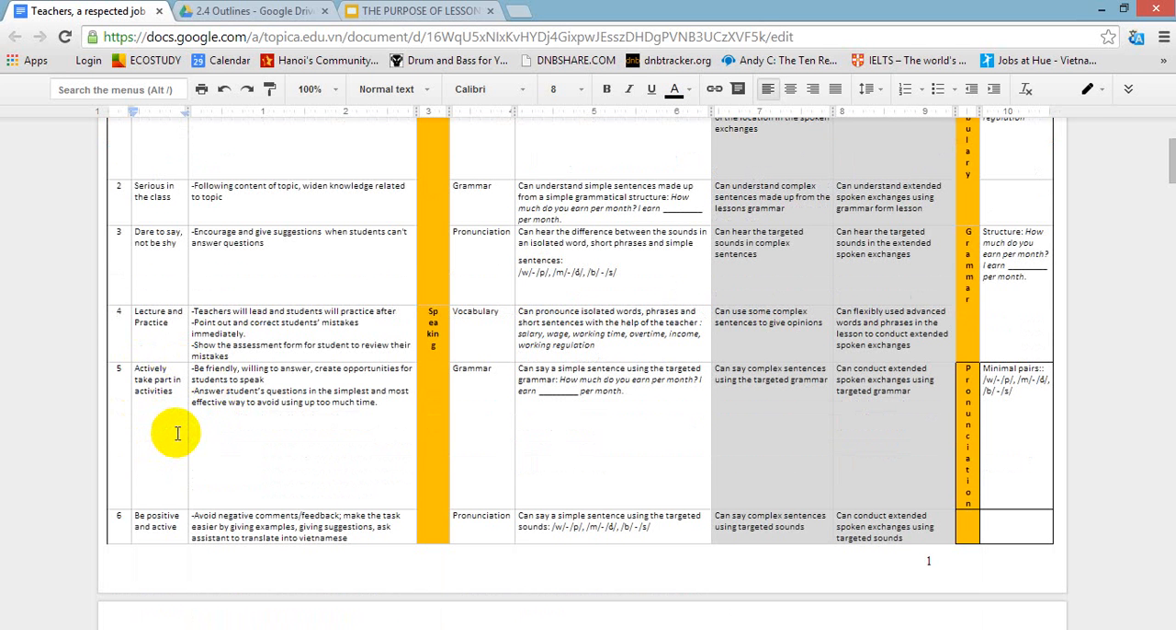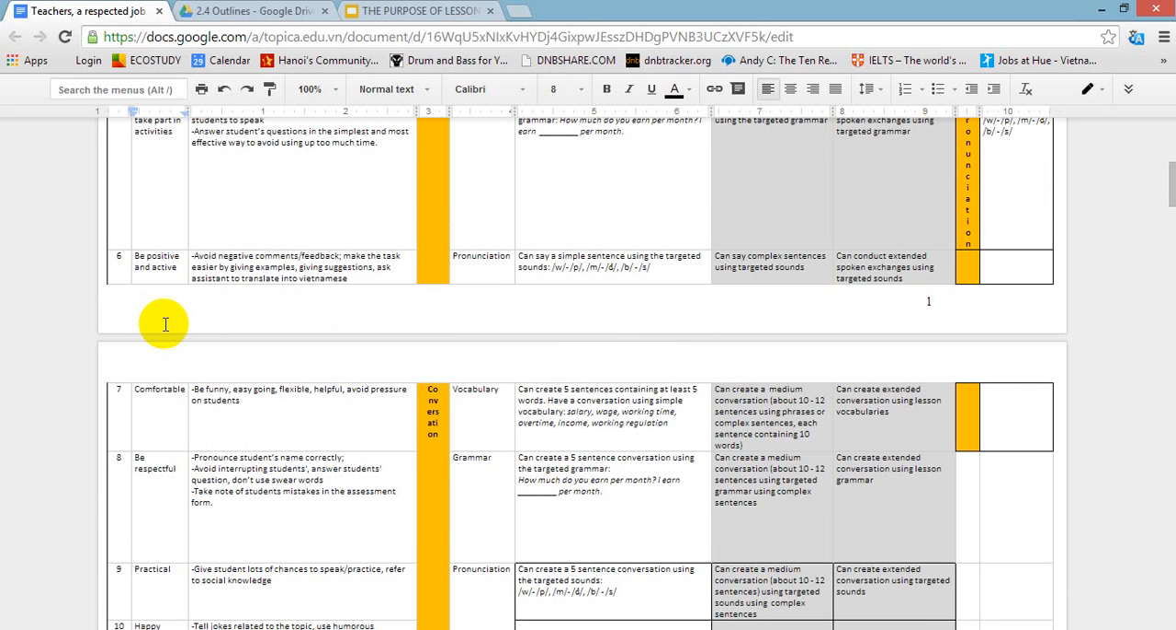Okay, part number 5, we will help the students to take part in all of the activities. So we will be friendly and we will give them all opportunities to speak, and we will also make sure that we answer any of the students' questions in the simplest and the most effective way, so that we give them enough time to practice in the activities later on.